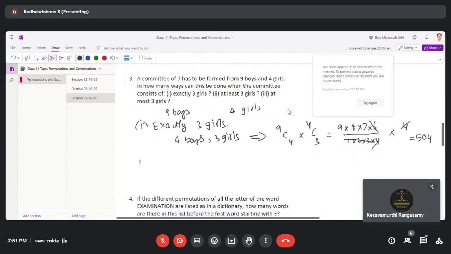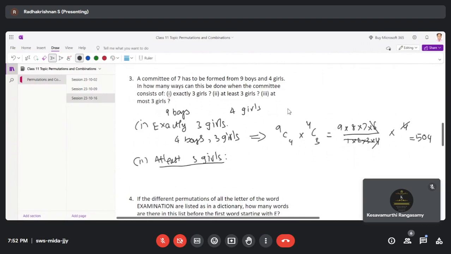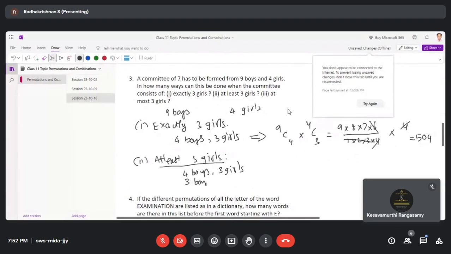Second one, at least 3 girls. At least 3 girls means how many girls and how many boys? What are the options available to us? 3 girls or more, sir. Okay, so the first one that we did, 4 boys and 3 girls, is one option. And the other option is? 3 boys and 4 girls. Correct. The 4 boys and 3 girls case we already calculated: in 504 ways we can form the committee.